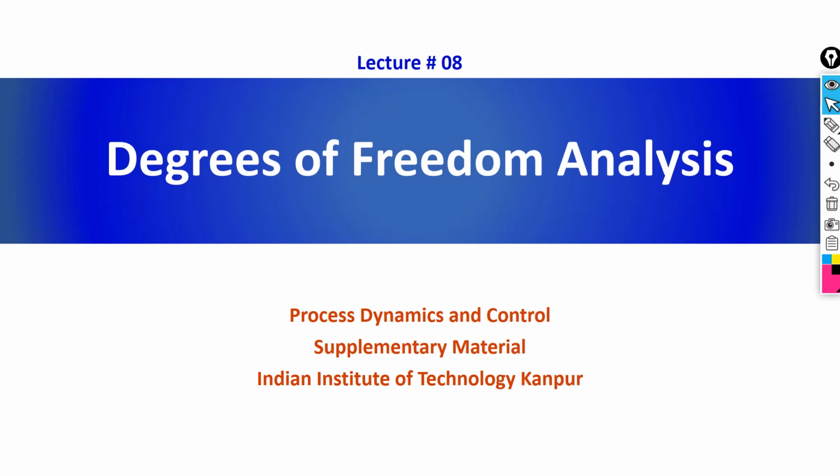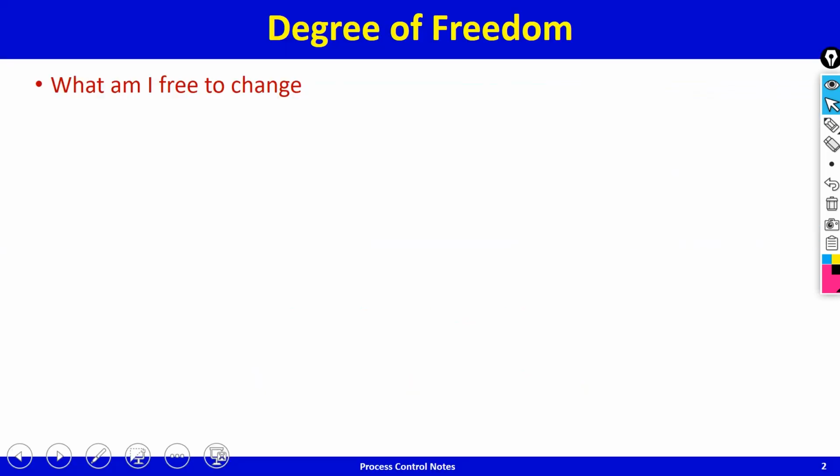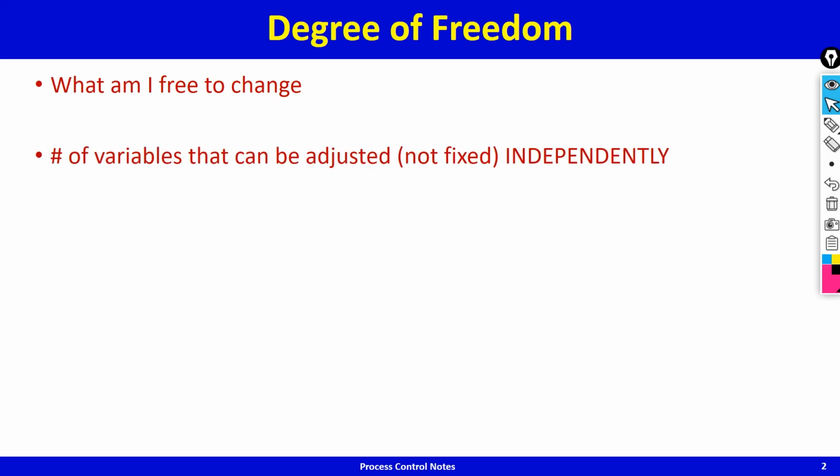And he or she who does not understand this properly can't do anything. Okay, so this is actually a very important topic, so I'd like to devote maybe a couple of lectures to degrees of freedom analysis. So let's see. Degree of freedom as commonly understood is what am I free to change? How many things can I change independently? So the number of variables that can be adjusted independently, that are not fixed, that can be varied.